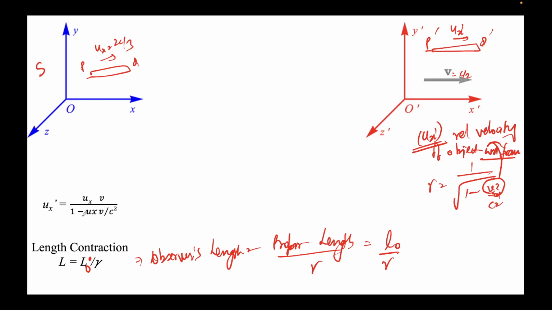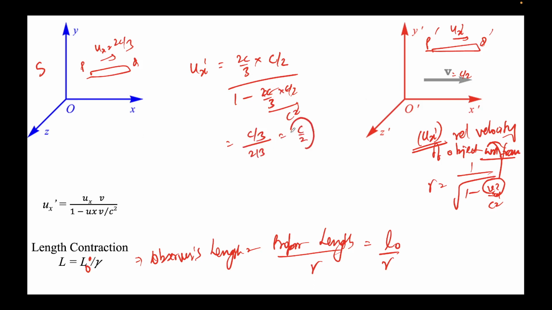And how do we find ux prime? Using this formula. So ux prime would be ux minus v over 1 minus ux v over c square. ux is given, 2c by 3, and v is c by 2. So ux prime equals (2c/3 minus c/2) divided by 1 minus (2c by 3 times c by 2) over c square. So these get cancelled, this gets cancelled. We'll get c by 6 over 2 by 3, so we get ux prime as c by 2.